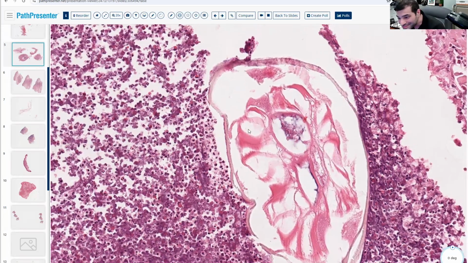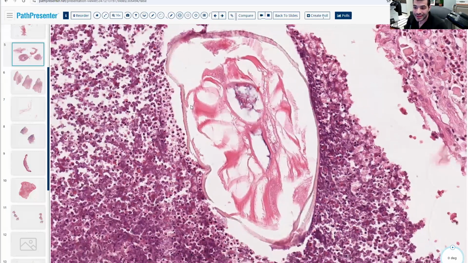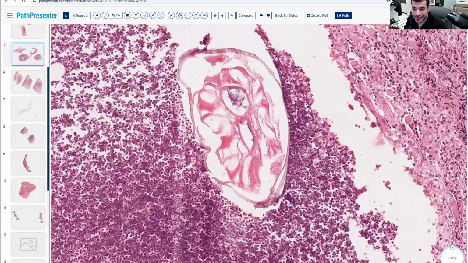Not blood. How do things reproduce? Oh, sexual. It's like a sexual organ. Oh, these are eggs. Yeah. It's a uterus. Uterus with eggs in it. That's another thing you see.